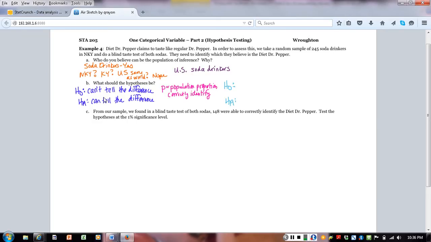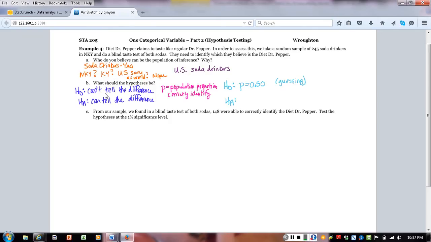So if people can't tell the difference, how often are they going to get it right of which one's the Diet Dr. Pepper? Well, there's 2 cups, so if I just take a guess at which one's the Diet Dr. Pepper, even if I really have no idea, I'm going to get it right half of the time. Right, so that's what's going to happen just by guessing.